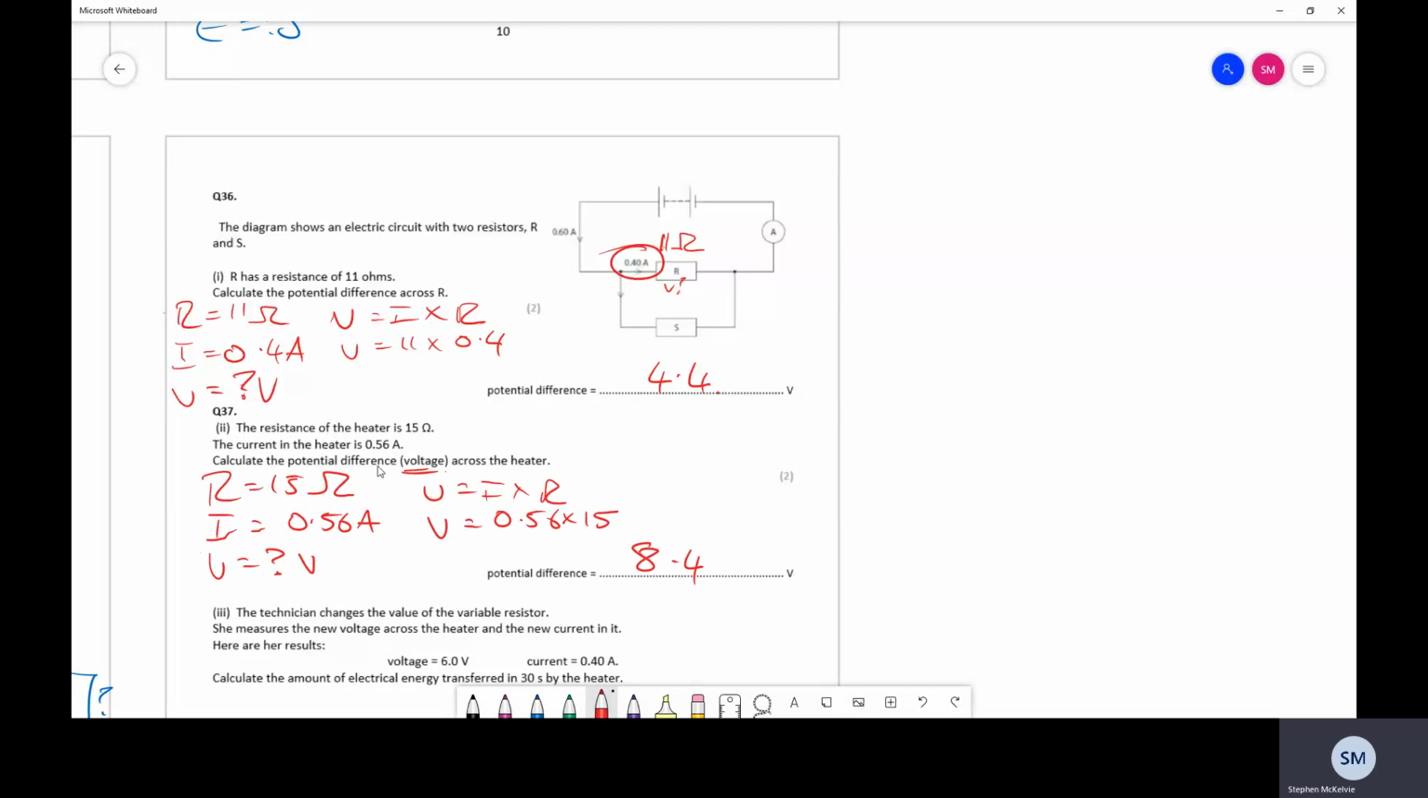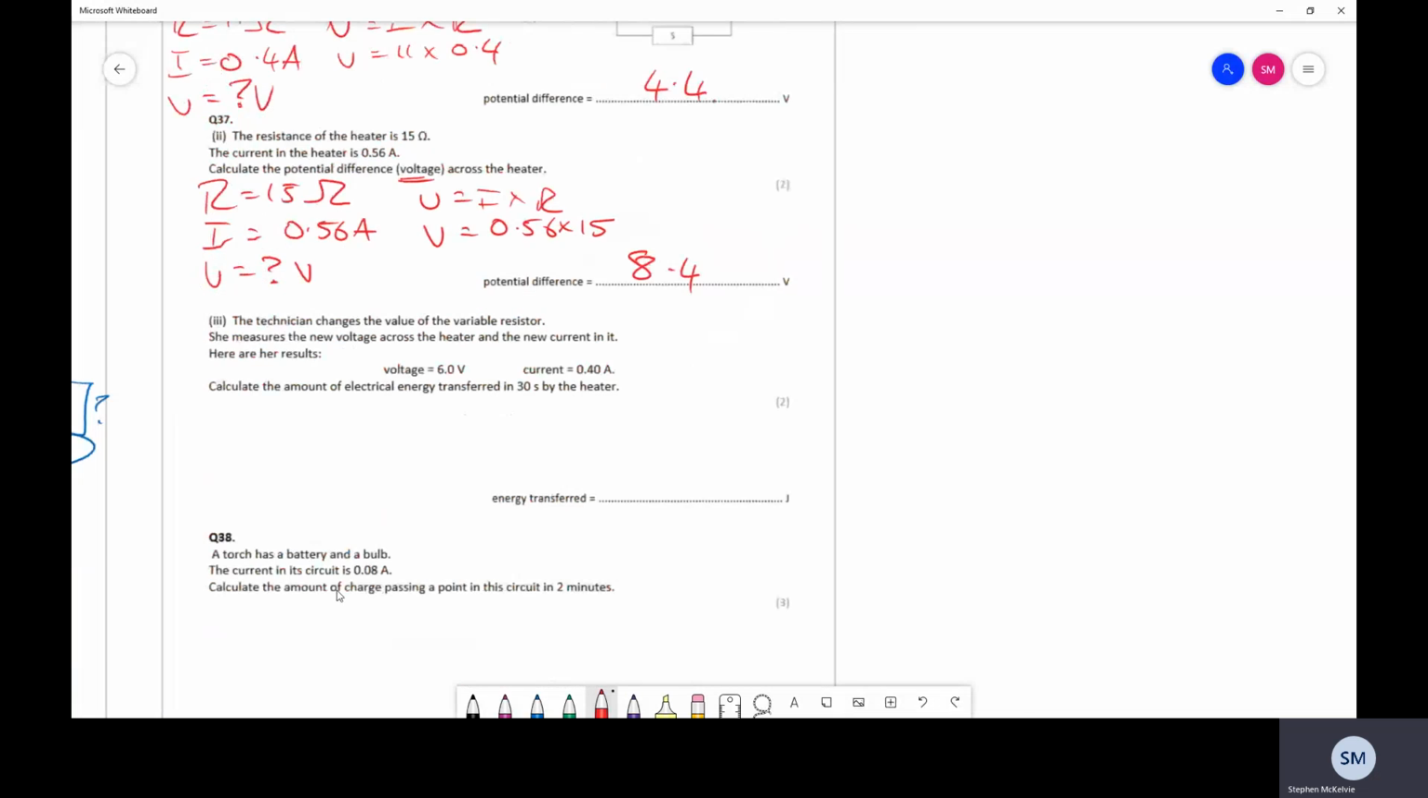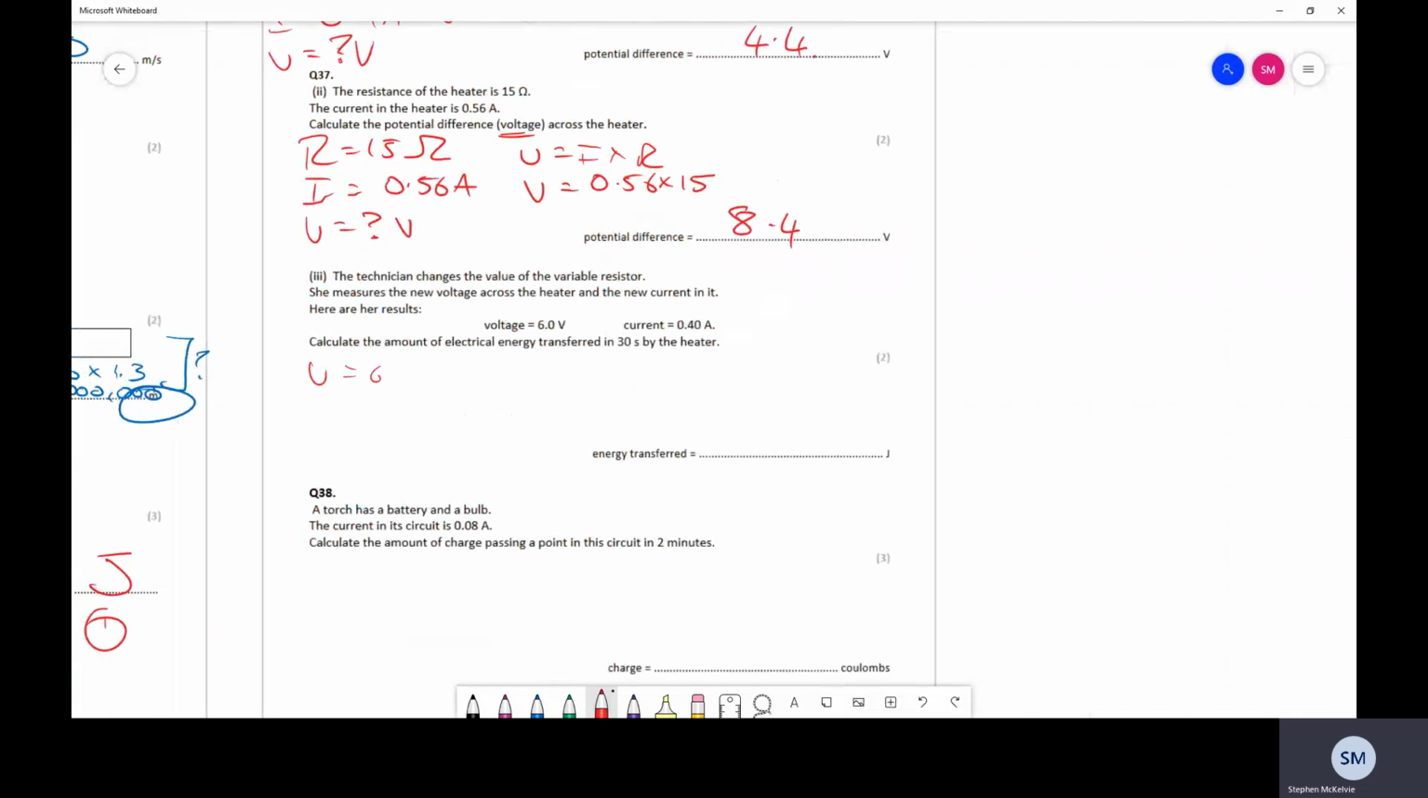The technician changes the value of the variable resistor. She measures the new voltage across the heater and the new current in it. Here are her results. The voltage is equal to 6.0 volts and the current is equal to 0.4 amps. Calculate the amount of electrical energy transferred in 30 seconds by the heater. 30 seconds. And we're looking for electrical energy, so we will, of course, be looking for E measured in joules.